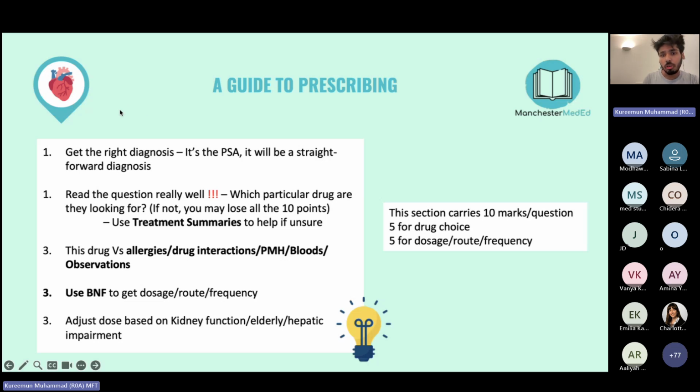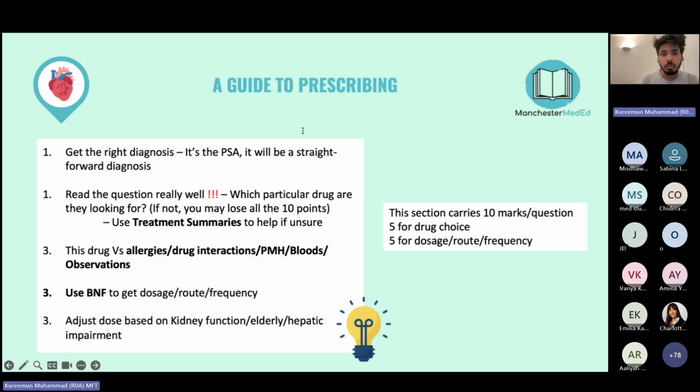For you to get that drug right, from memory, if you know the condition is hypertensive emergency, you know in your mind, well, the drug that I would use is IV labetalol. So you know what you're using. If you don't know, then there are treatment summaries to help you.